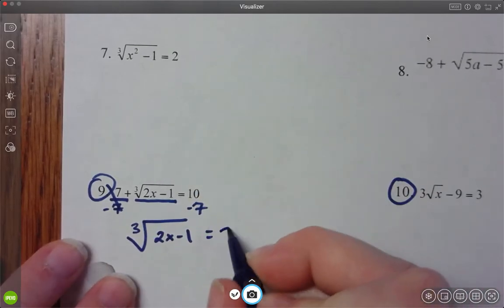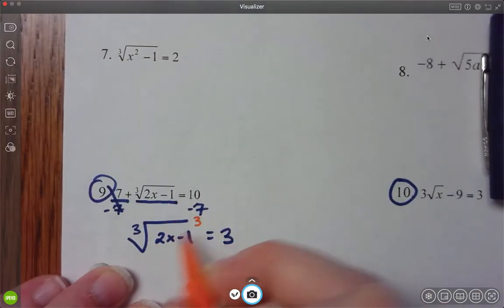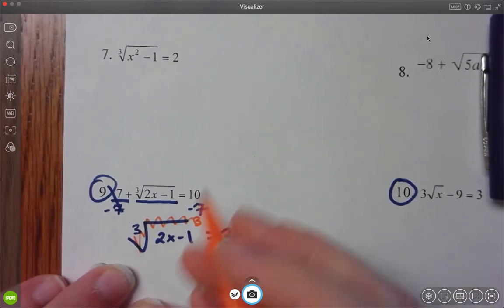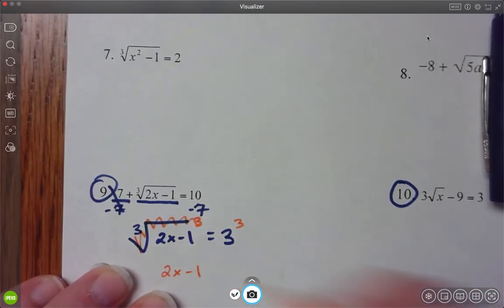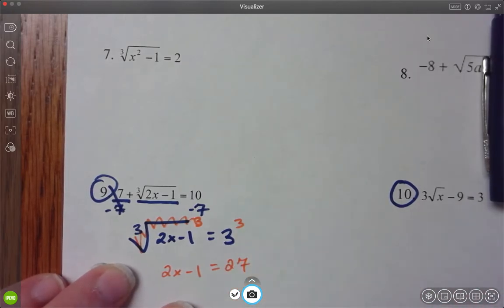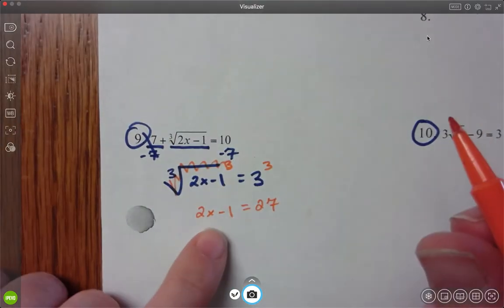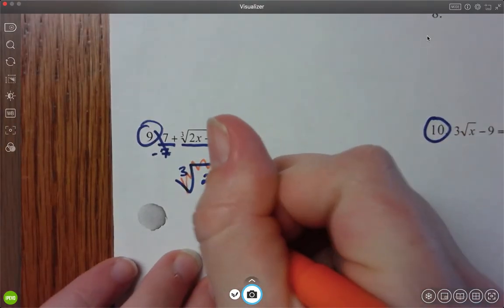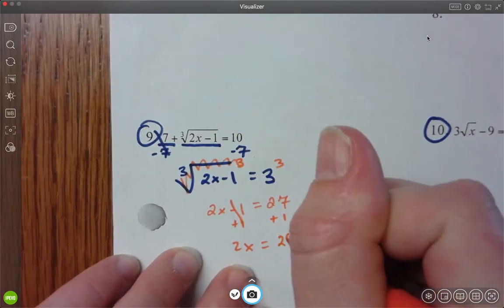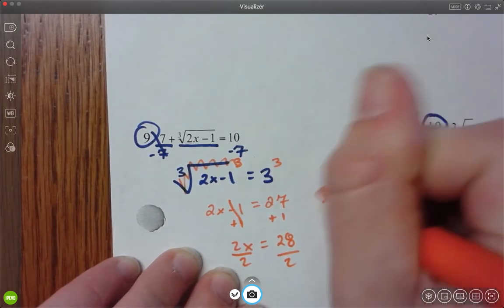10 minus 7 is going to be 3. And then to get rid of that cubic root, I'm going to cube both sides. So that cancels him out, cube that side. So I have 2x minus 1 equals 3 cubed. We just did that, it was 27. Okay, and then I just keep going like normal. Now I can move this stuff to the other side. So I'm going to add the 1. 2x is going to be equal to 28. Divide by 2. X is 14, I think.